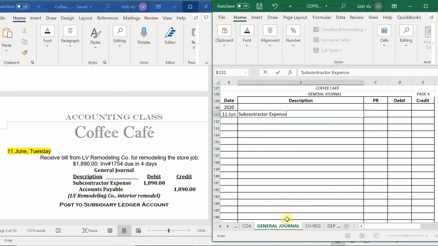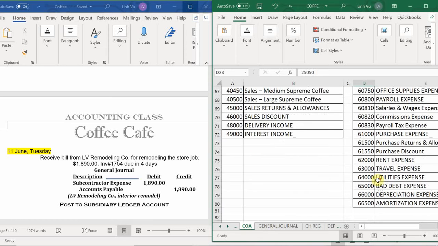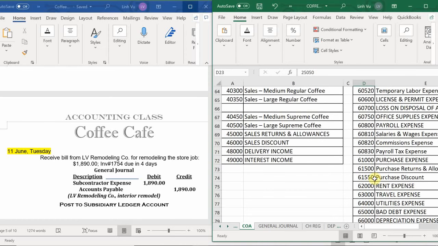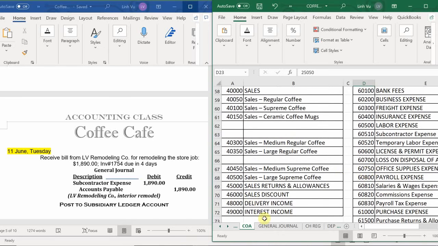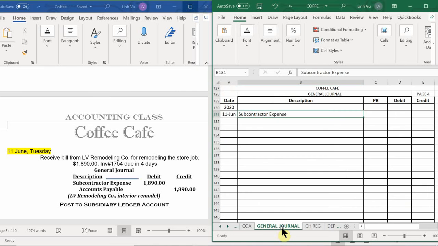What account number is subcontractor expense? 6510. For how much was the subcontractor expense? $18.90.